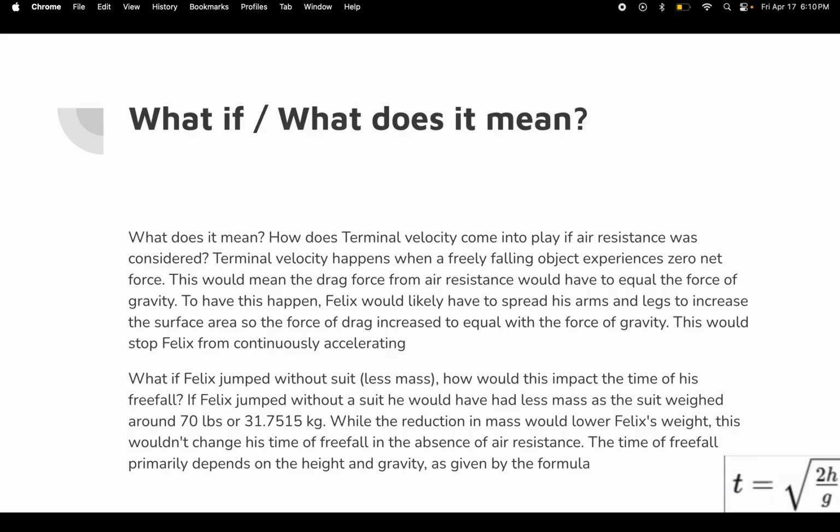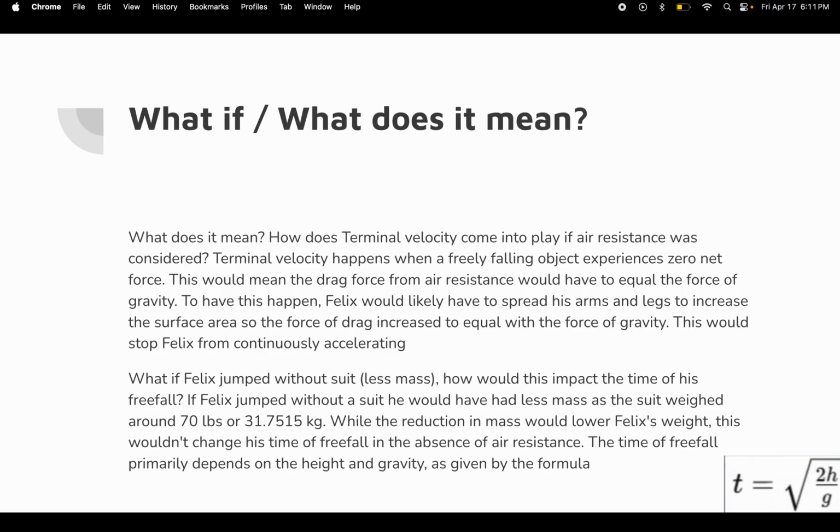So this brings us to terminal velocity. If we had included air resistance, Felix would eventually reach a point where the drag force equals the force of gravity, resulting in a net force of 0 and no further acceleration. To reach terminal velocity sooner, he would have to increase his surface area by spreading his limbs.